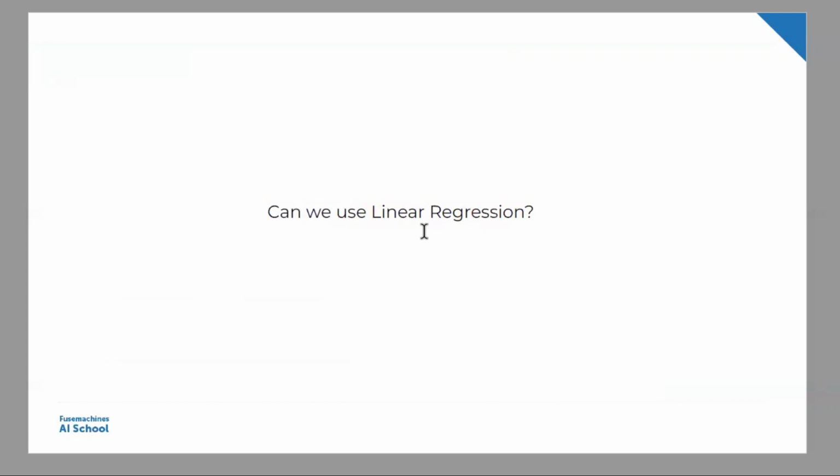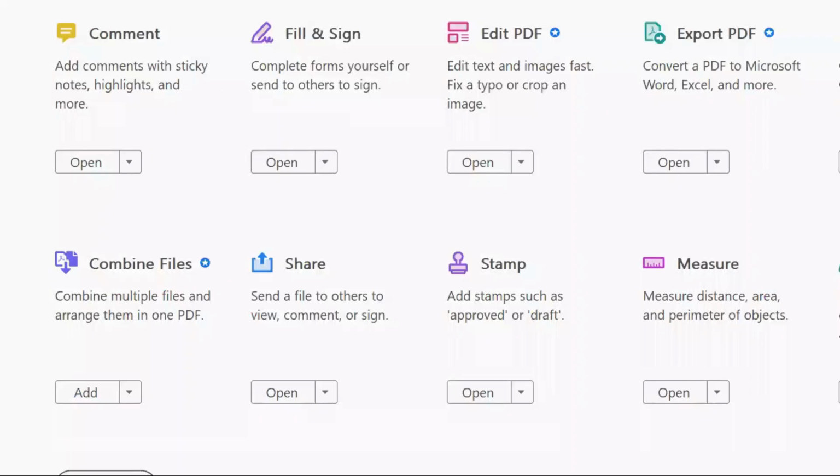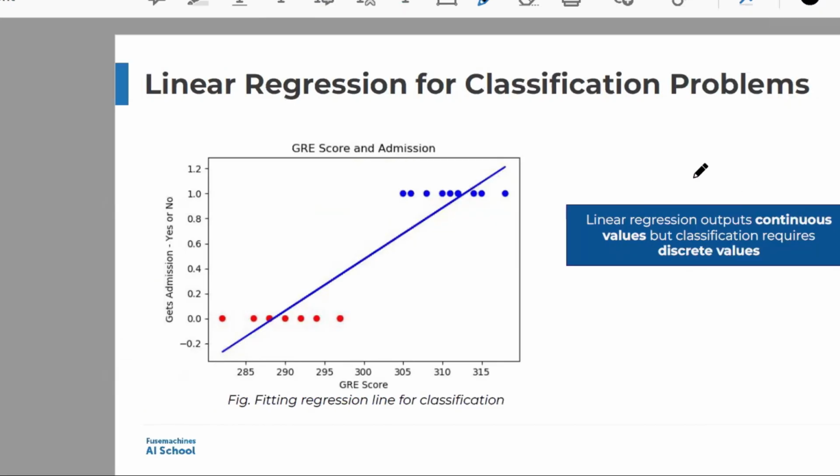In my last video, I talked about linear regression, which is used to solve regression problems. Regression means finding a continuous value, for example, the price of houses or the price of stocks and so on. But can we use this to solve the classification problem of whether a student will get admission or not based on his GRE score? As you know, the equation of the linear regression line that we talked about in our previous lecture is the simple equation y equal to mx plus c. This is the best fit line that you get, right?